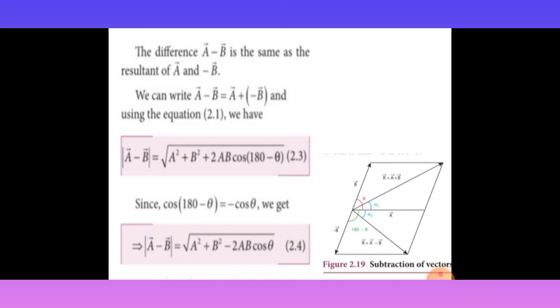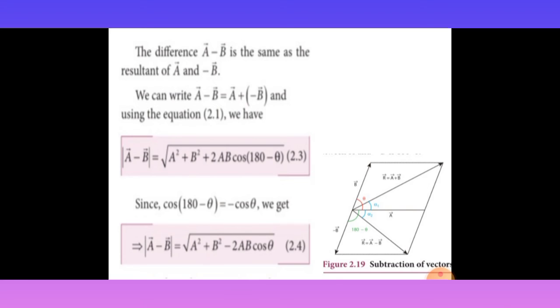Okay, so here we are taking a vector plus minus b vector, that gives the value of the difference between the two vectors. So we can write modulus of a vector minus b vector is equal to square root of a square plus minus b square. Minus b square means it will become plus b square. So a square plus b square plus 2ab cos 180 degree minus theta. Students, clearly understand that concept.